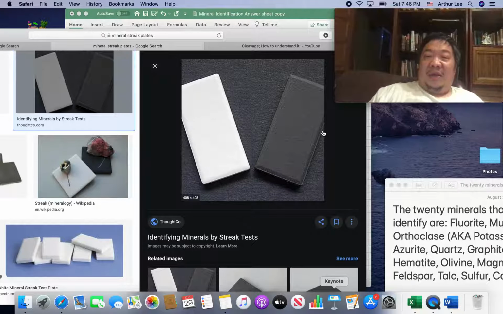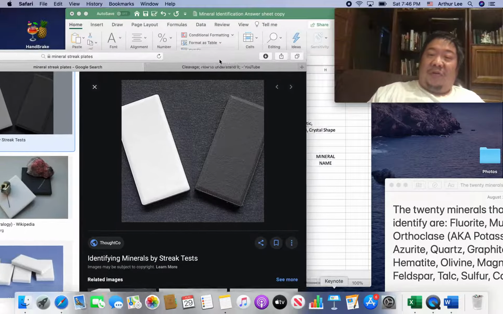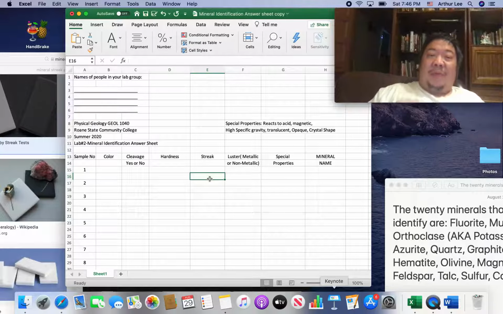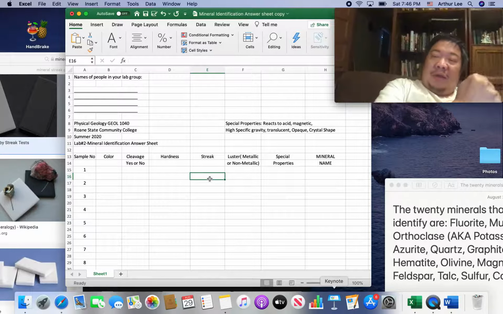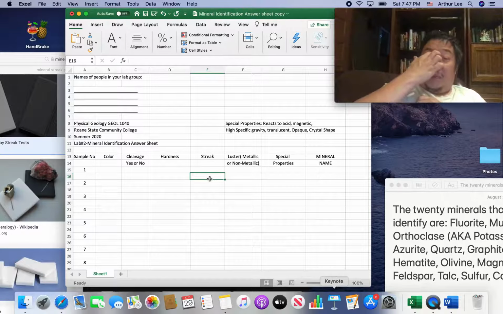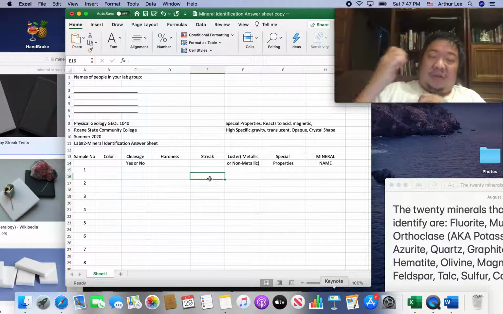That's the streak. Is it red, or is it brown? Is it blue? I'm gonna streak the plates for you, and you're gonna try and figure out what color is the streak. If any of you are colorblind, ask one of your lab partners to look at it for you in the video. Next thing is luster.